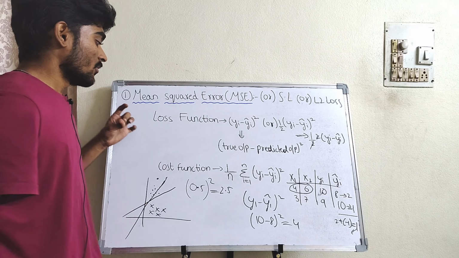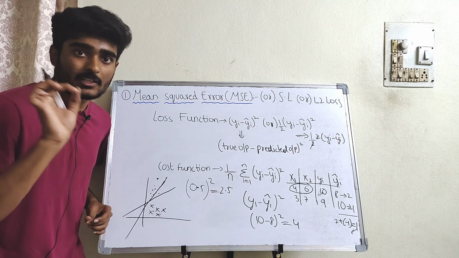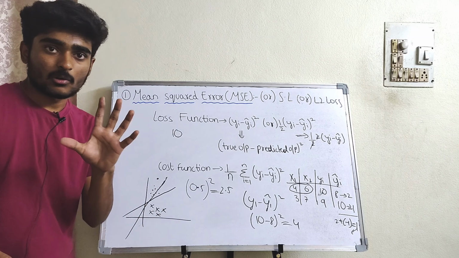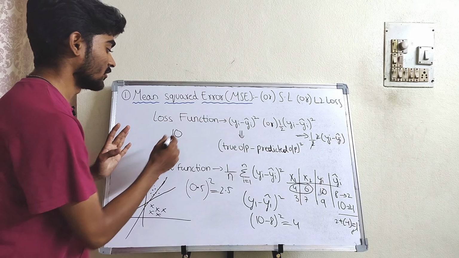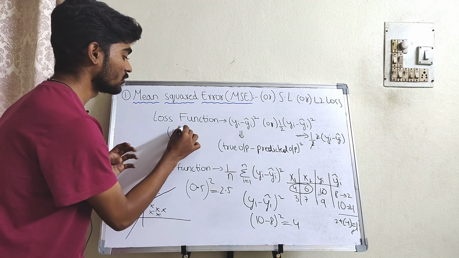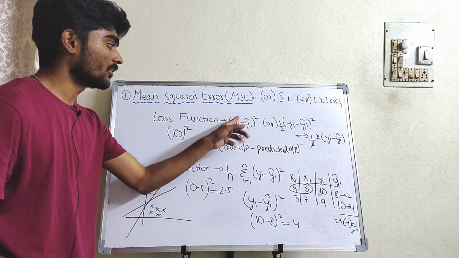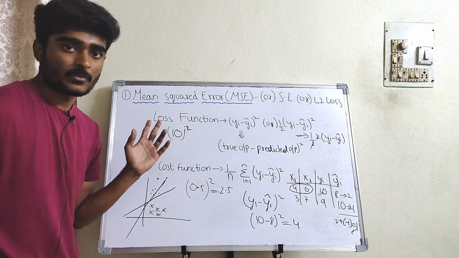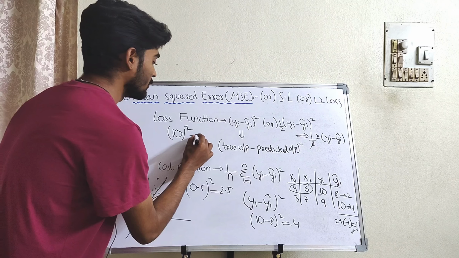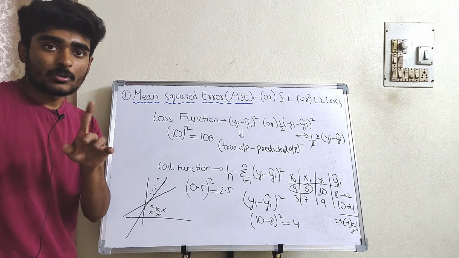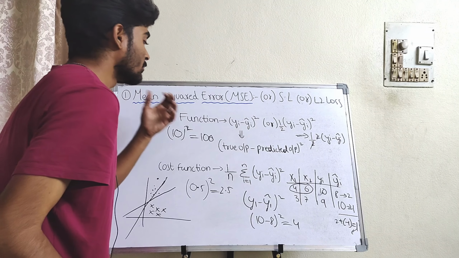Now generally what happens is, let's say we have a loss function output of 10. When you square this 10, y minus y hat, I got 10, it becomes 100. Now what your model does is it will try to minimize this error.